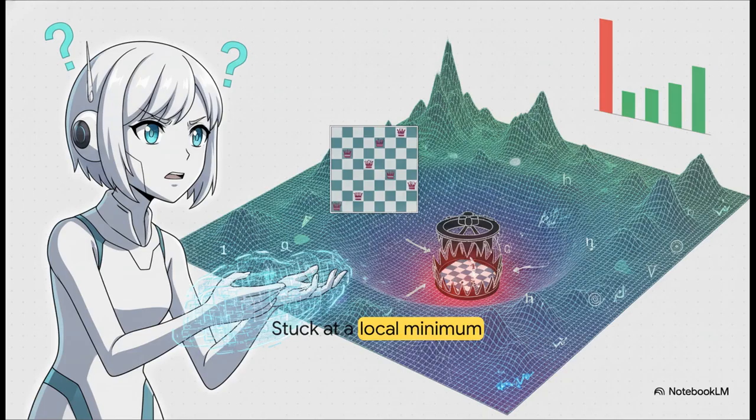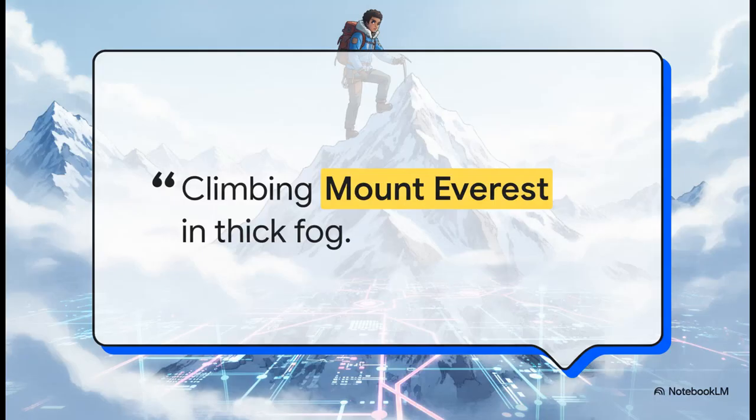But from this specific position, every single possible move the AI can make actually increases the H value. It makes things worse. And because a basic local search is hardwired to only ever step toward a better score, it just stops searching. It thinks it's done, but it actually failed. The source material uses this incredible metaphor to describe this trap. It says it's like climbing Mount Everest in thick fog.